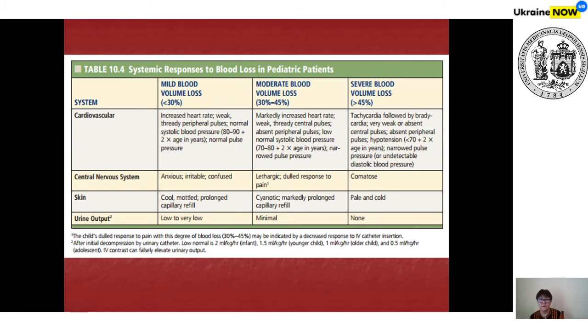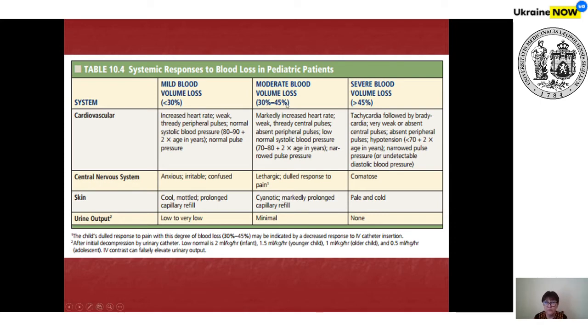Systemic responses to blood loss in pediatric patients. In blood loss up to 30%, you can see increased heart rate, weak thready peripheral pulse. Normal systolic pressure can be calculated as 80-90 plus 2 multiplied by age in years. Normal pulse pressure. The patient may be anxious, irritable, confused. The skin is cool, mottled, with prolonged capillary refill time, and urine output may be low.